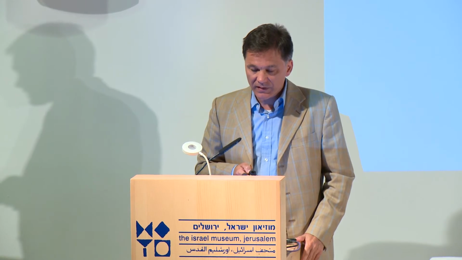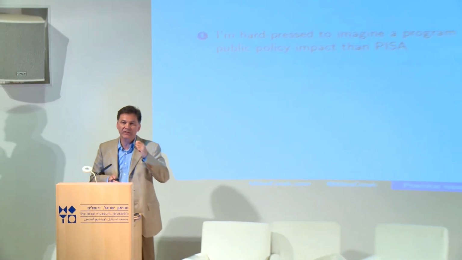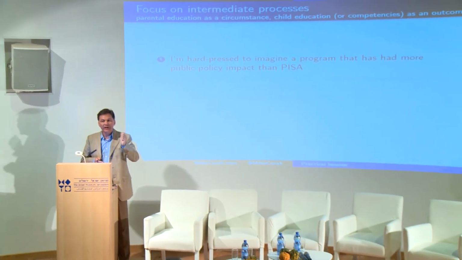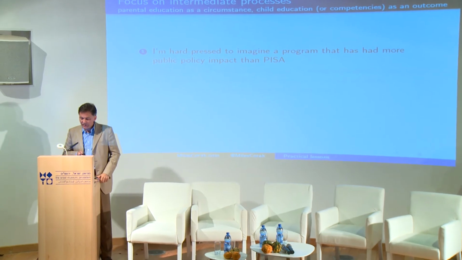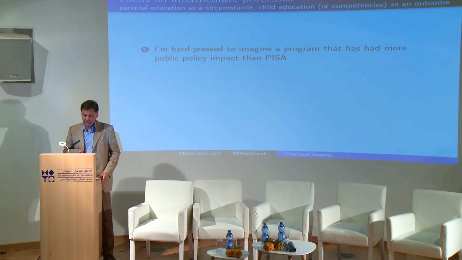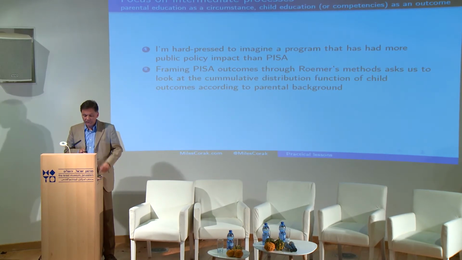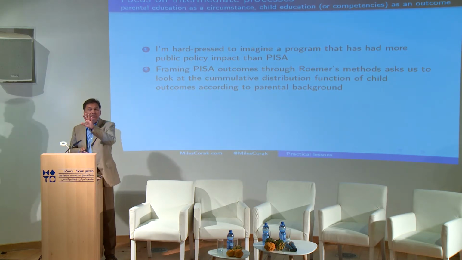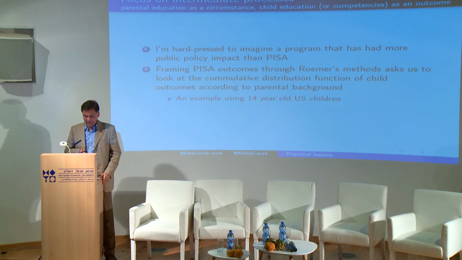So let me skip over my discussion of theory. And I just want to say, in terms of those shorter-term indicators that we need that are relevant for policy, that will give us the early warning lights in our dashboard, I'm hard pressed to imagine a program that's had more public policy impact than the PISA. And I think phrasing PISA through John Roemer's framework asks us to look at cumulative distribution functions, which we can easily map out.